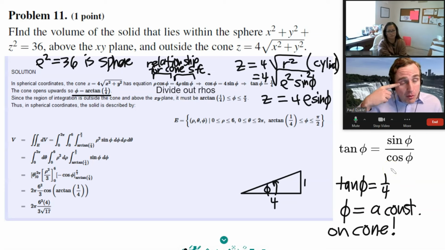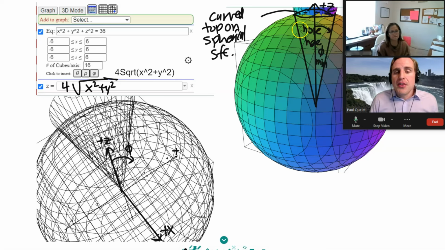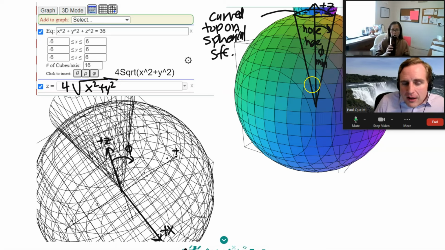Because remember, we want to have some idea of phi for its bounds. If this is the z-axis here, and remember, this is how we rotate down in terms of phi, right? We rotate down from the z-axis. You've got to think about this three-dimensionally, right? This right here would be the phi minimum. Because if you think about it, we're not going to take any volume from in here. So that's the minimum value of phi.